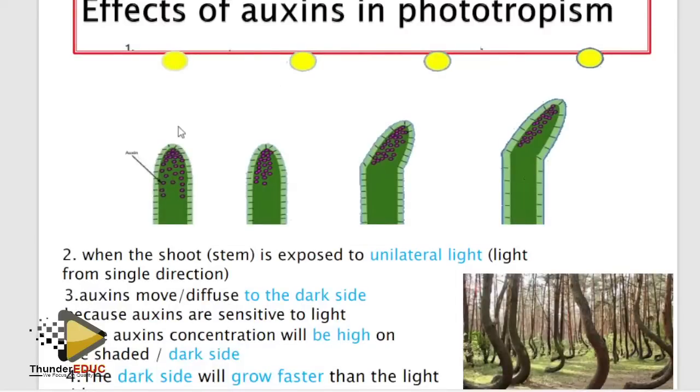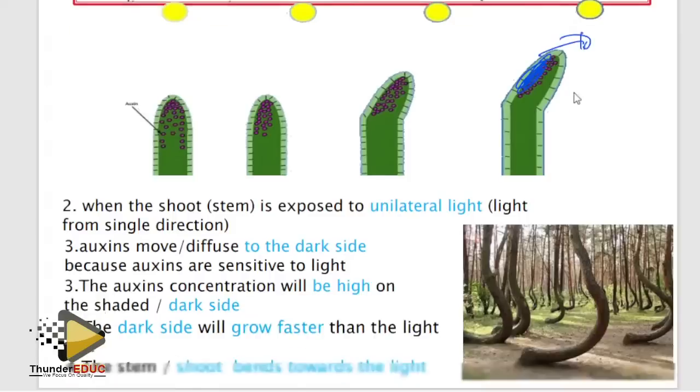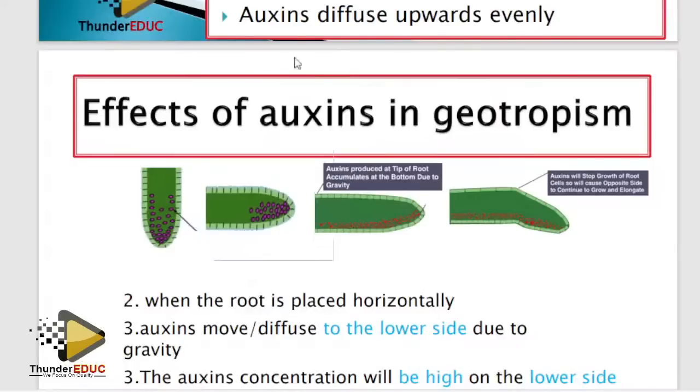What you need to know is that auxins are found at the tip. Auxin causes growth in a shoot, while in a root, it limits. So where there is a high concentration of auxins, there will be faster growth in a shoot, while in roots, where there is a high concentration of auxin, there will be slow growth.